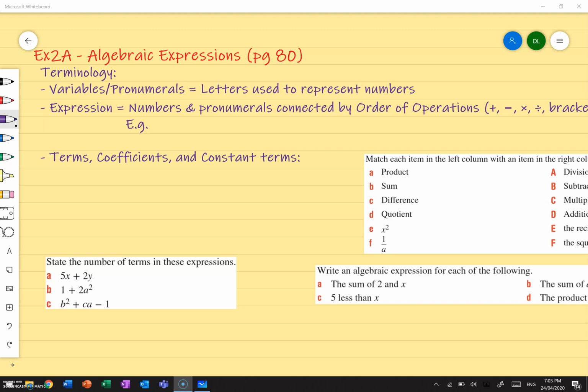So first thing I'm going to talk about is variables versus pronumerals. Variables and pronumerals are just letters used in algebra. For example, a, x, whatever it is, that's our variable or pronumeral. So if the question says find the variable or find the pronumeral, it just means to find x or y or a or whatever letter it is.